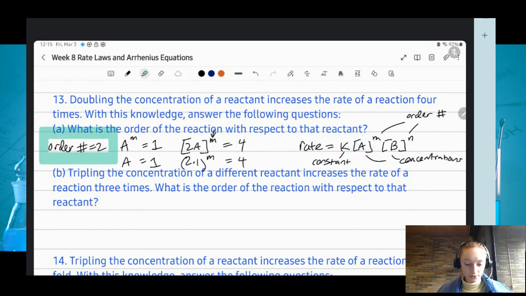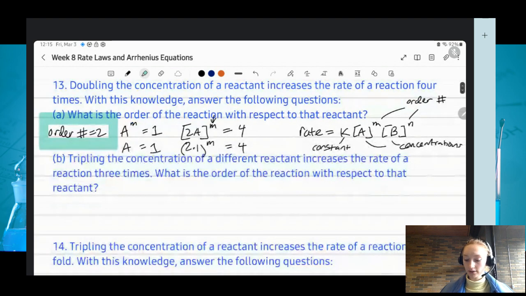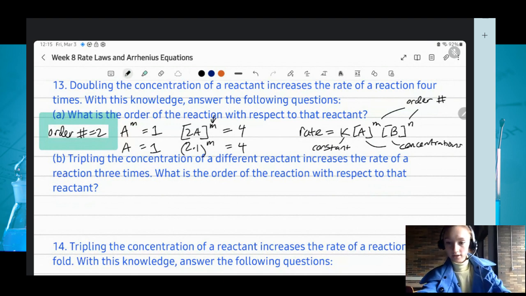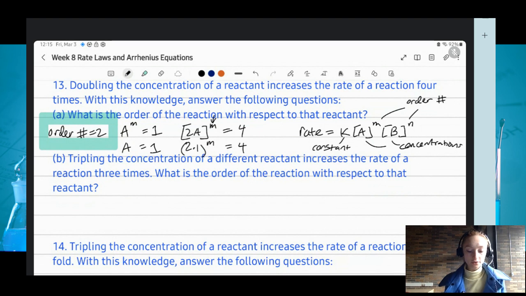Okay, let's move on to B. Now it says tripling the concentration of a different reactant increases the rate of a reaction 3 times. What is the order of the reaction with respect to that reactant? So this one is similar. Let me move this right here. That's fine. Okay, so this one is very similar to the last one, but not quite the same.